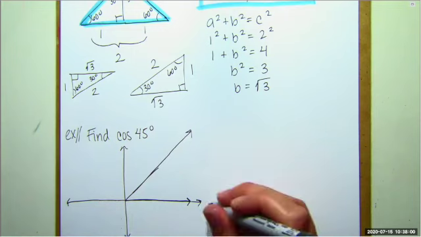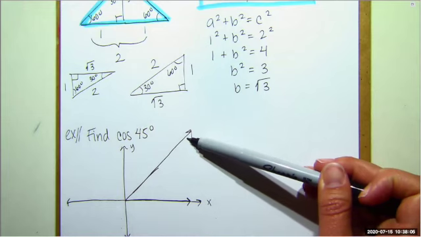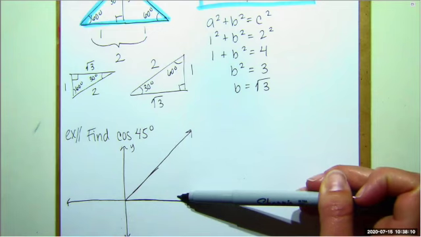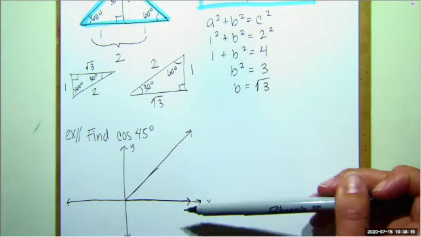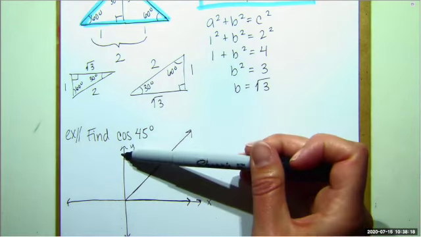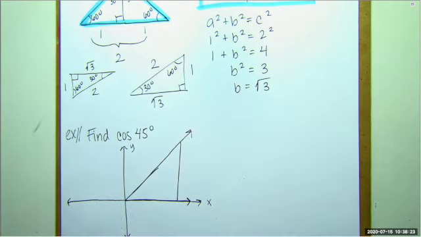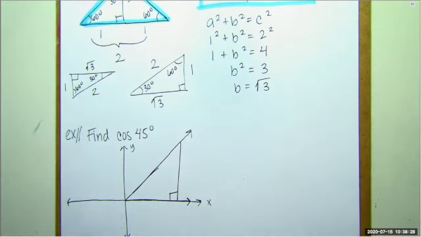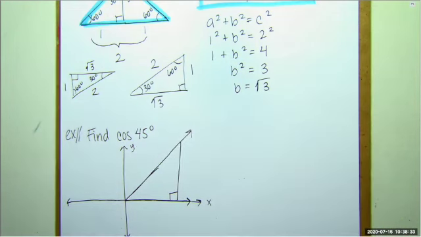Step two, we are going to drop a perpendicular from the terminal ray always to the x-axis. Okay, so we're going to drop a perpendicular from the terminal ray always to the x-axis, never to the y-axis. So here's what it looks like. Okay, so this is called a perpendicular. It is perpendicular to the x-axis. You never, never, never draw it to the y-axis. Always drop it to the x-axis. Now, what happens when you drop the perpendicular? It's going to form a right triangle.